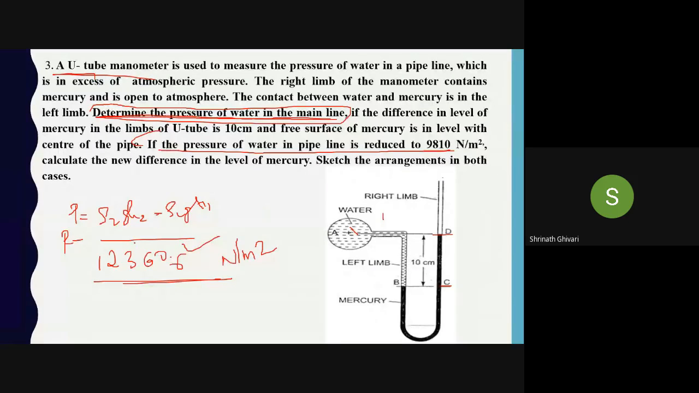12,000. 12,000 is greater. So when I was going through this, in the first case I calculated the pressure at this point and I got this pressure. Now he is telling that if I reduce the pressure of water in the pipeline, I have got this much answer now.